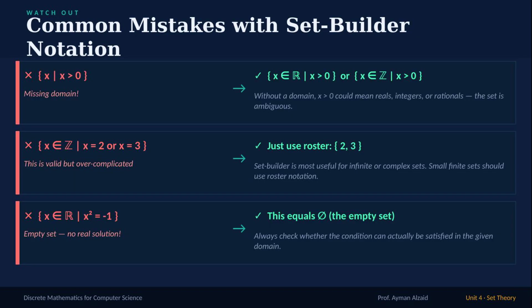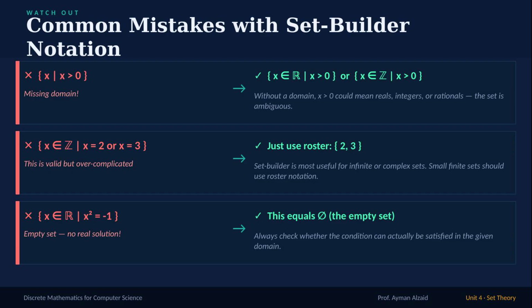Let me highlight 3 common mistakes students make with set builder notation. Mistake 1, missing domain. Writing the set of x such that x is greater than 0 without specifying where x comes from. Is it from the integers, the reals, the rationals? Without the domain, this set is ambiguous and mathematically incorrect. Always write the set of x in the integers such that x is greater than 0.